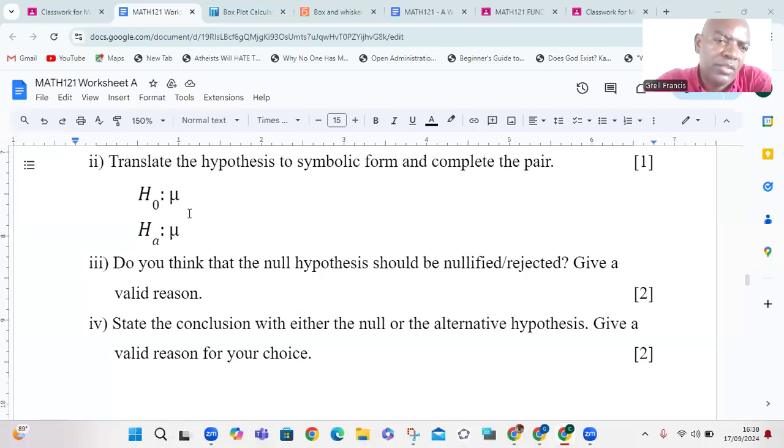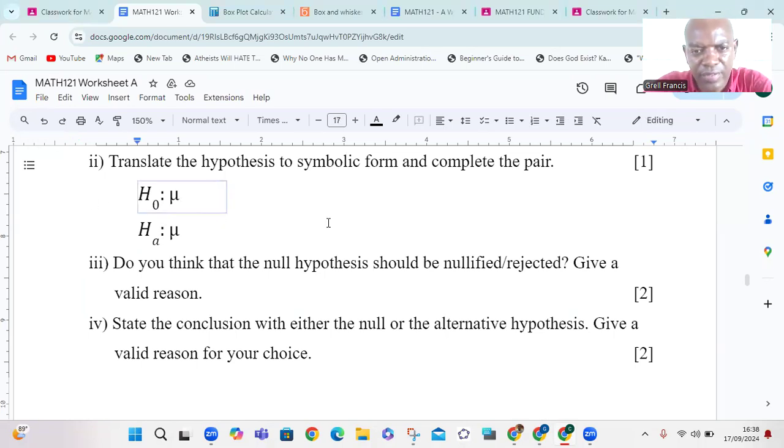Here, G part 2 says to translate the hypothesis to symbolic form and complete the pair. Now, to do this, you've got to use that table that I'm going to show you, which is in the worksheet itself.